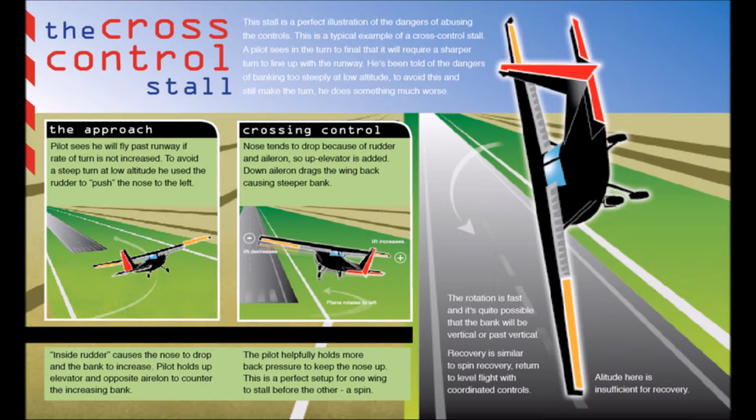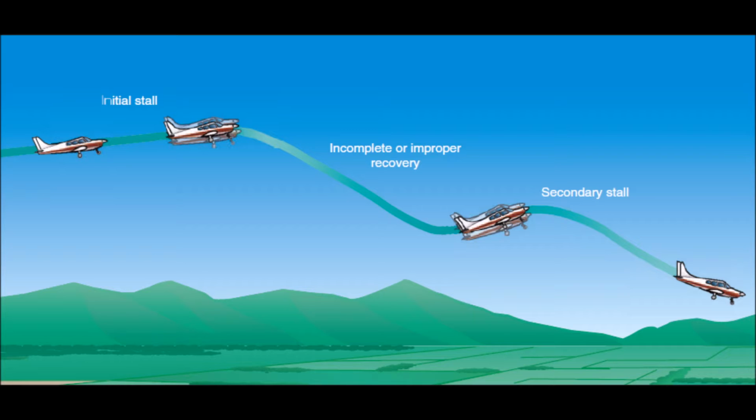And look at our altitude loss. Wow. Went down pretty quick. Yeah. So about 500 feet above the ground, you might be able to recover from that, but probably not. Okay, so that's a cross control stall. So the next one we'll do is a secondary stall. So with a power on stall, I want you to watch, just watch out front where the attitude is.